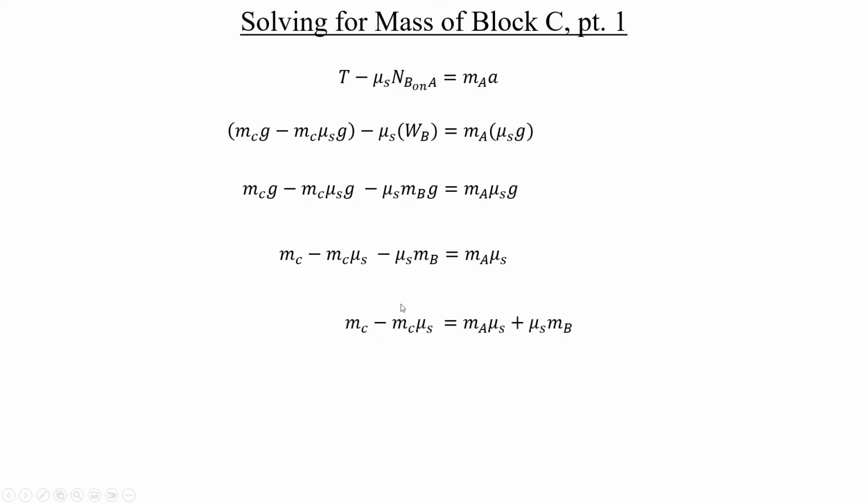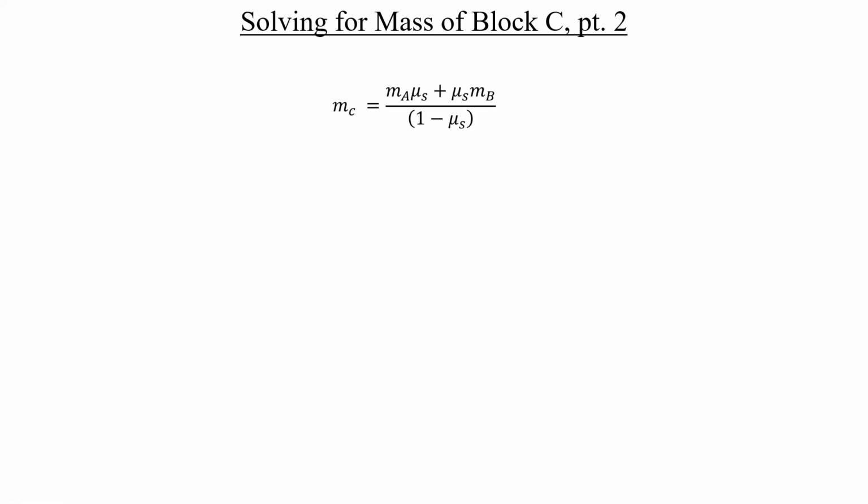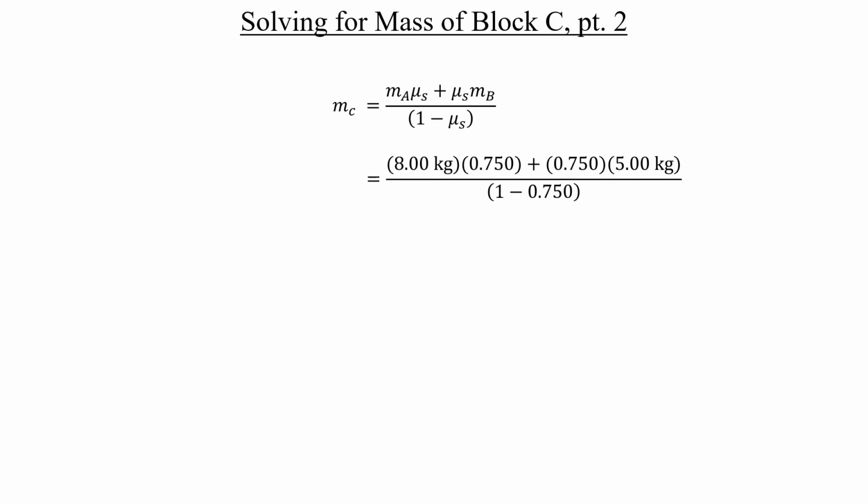And now we are free on the left-hand side to factor out the mass of block C, which will look like this. And it's probably pretty apparent what we're going to do next, and that is divide both sides by what's inside the parentheses here, this 1 minus mu sub s. And I'm kind of running out of space on this particular slide, so let's go ahead and do that on the next slide here. And now we have an expression for the mass of block C in terms of everything that we know. And if we plug all of that in, here's what that looks like.